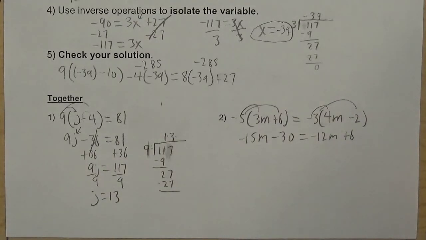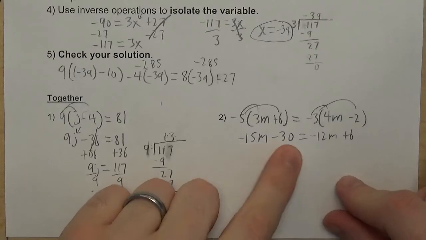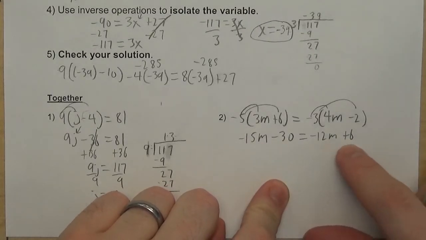Step number 2 is to combine like terms on each side. We don't have any like terms over here. We don't have any like terms over here.